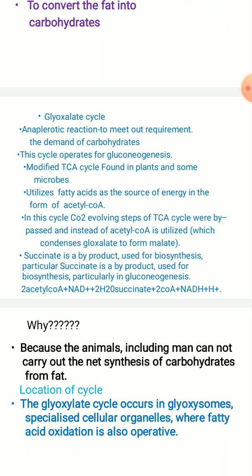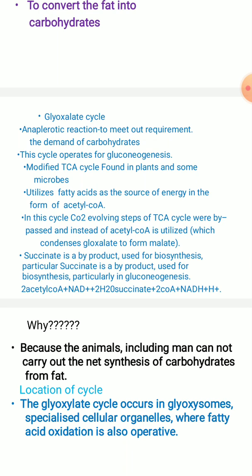The carbon dioxide evolving steps of this TCA cycle are bypassed, and instead acetyl-CoA is utilized, which condenses with glyoxylate to form malate molecule. So this succinate is going to act as a byproduct, particularly used for biosynthesis, especially in the gluconeogenesis process, that is two molecules of acetyl-CoA are going to undergo dehydrogenation, with NAD plus as the required cofactor, to form succinate, two coenzyme A, and NADH and H plus.